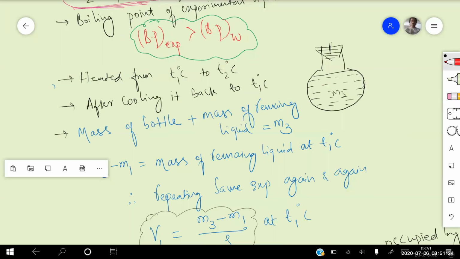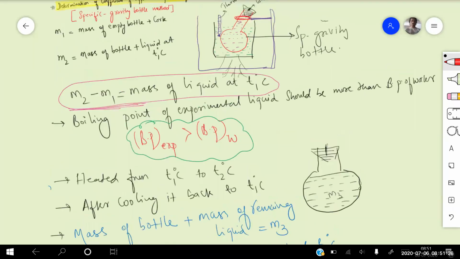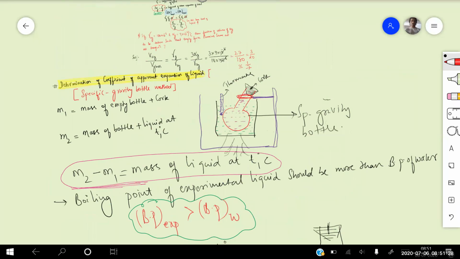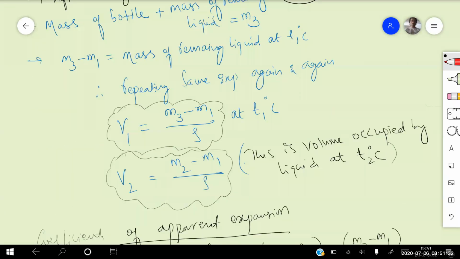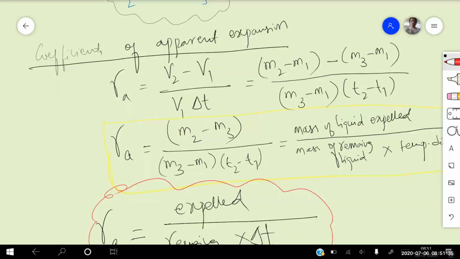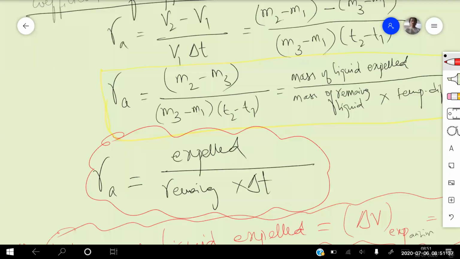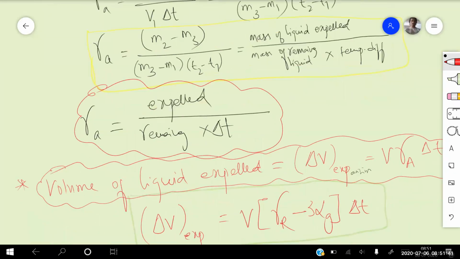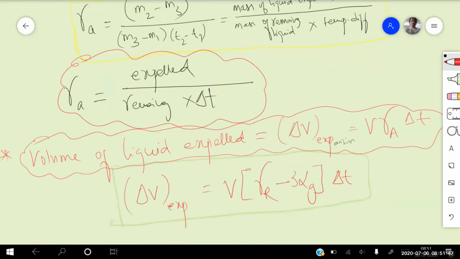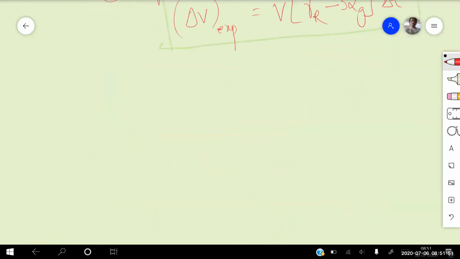Anyhow, in the determination of the coefficient of apparent expansion of the liquid by the specific gravity bottle method, what is the formula? Gamma A is equal to expelled by remaining into delta T. So delta V is equal to V into gamma apparent into delta T, or delta V is equal to V into gamma R minus 3 times alpha of glass into delta T. Let us try to do one problem based on this.